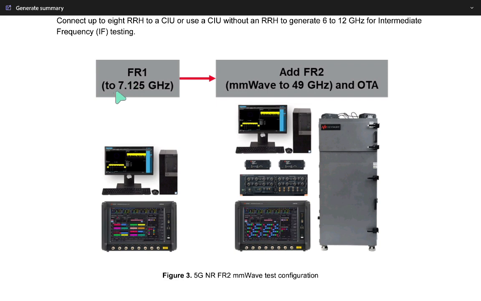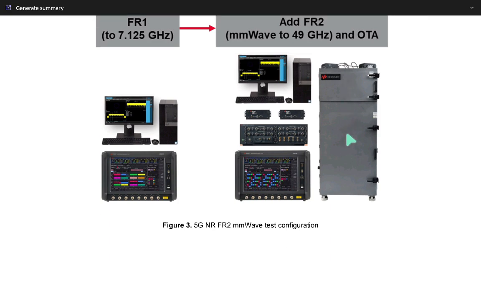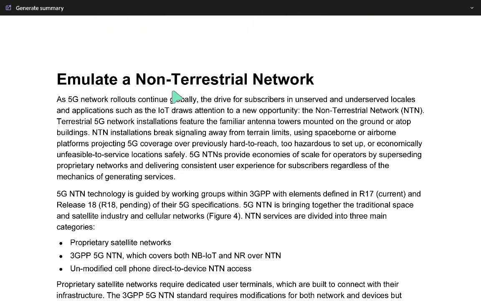FR1 to 7.125 GHz, added FR2 millimeter wave to 49 GHz and OTA. Emulate a non-terrestrial network. As the 5G network rollouts continue globally, the drive for subscribers in unserved and underserved locales and applications such as the IoT draws attention to a new opportunity.